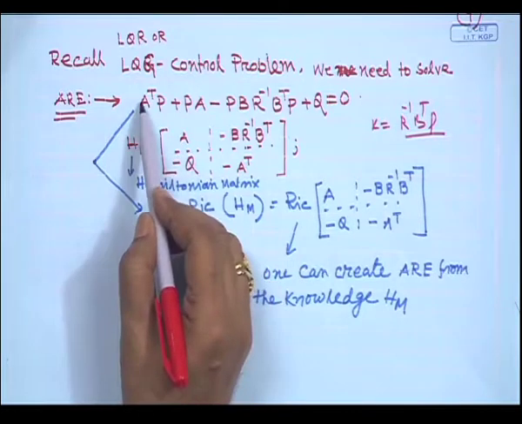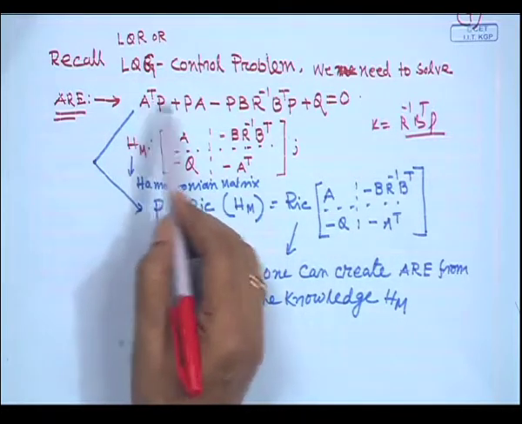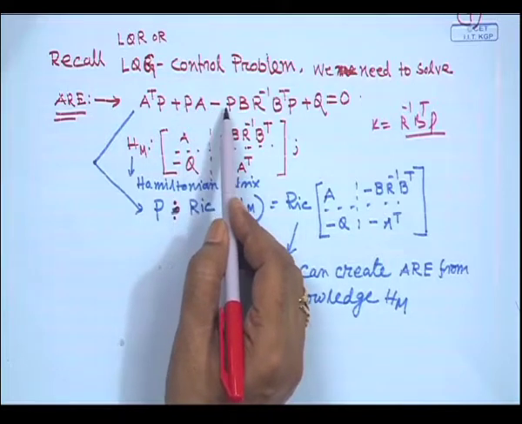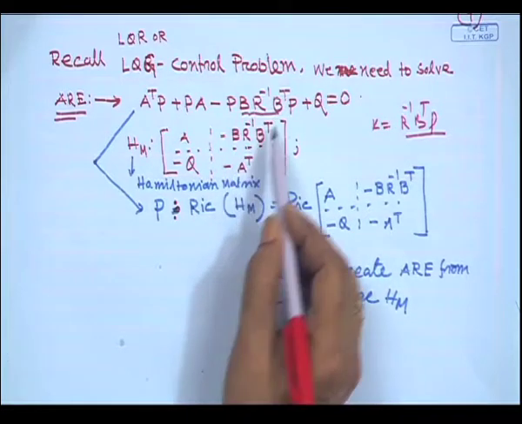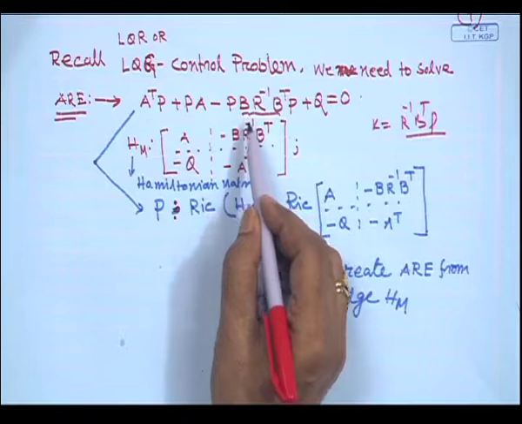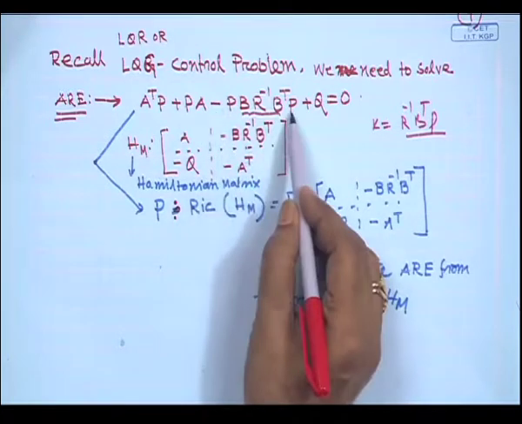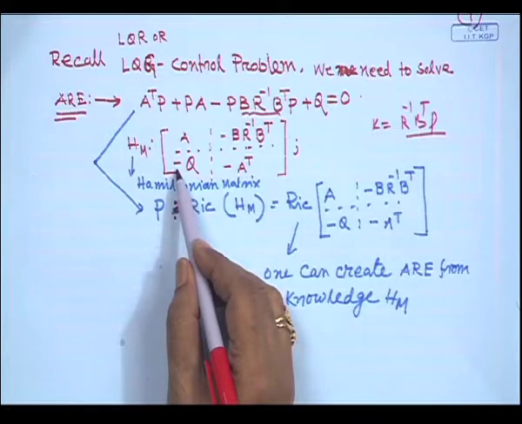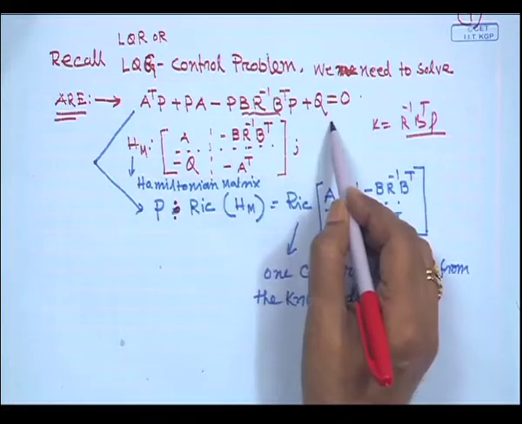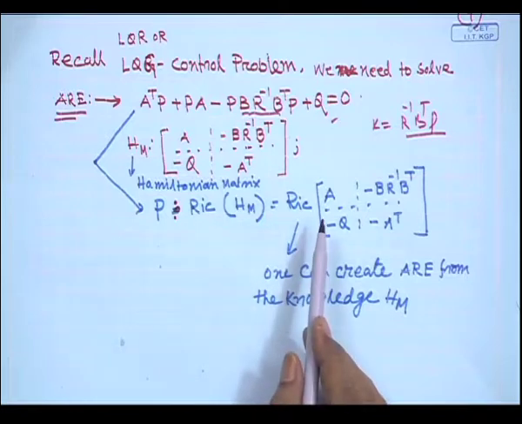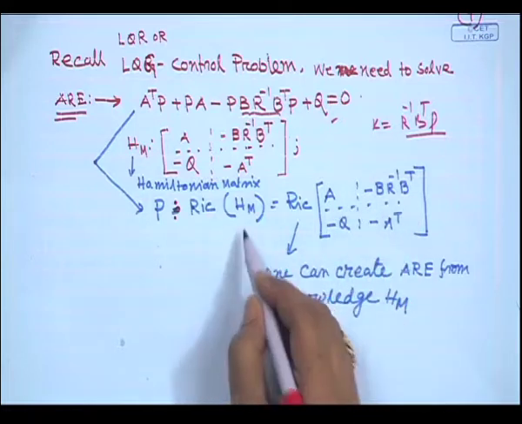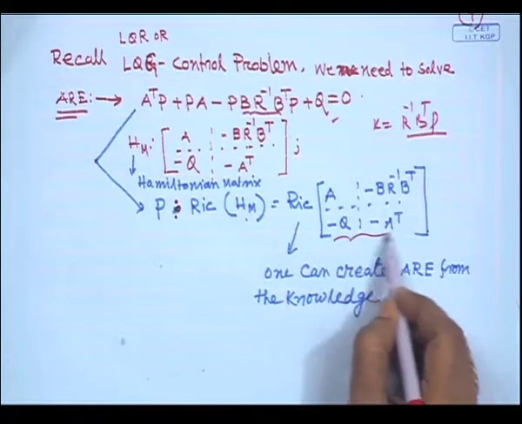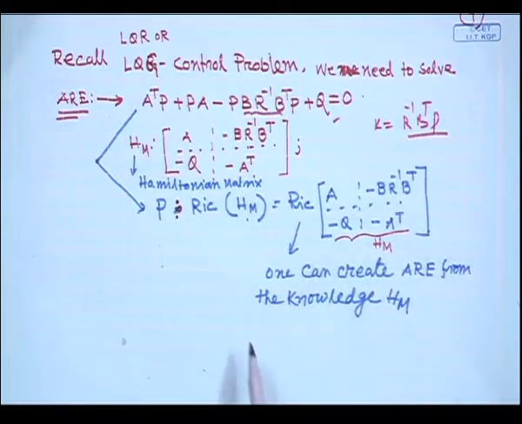A transpose P, then the transpose of P A, minus P times this quantity B R inverse B transpose P, that minus will come, and then P plus Q, whatever the sign is there, plus Q. In short, I am writing the Riccati equation from the knowledge of the Hamiltonian matrix. This is nothing but a Hamiltonian matrix. From the knowledge of the Hamiltonian matrix, one can create the algebraic Riccati equation.